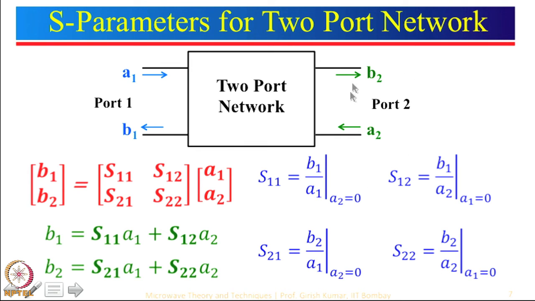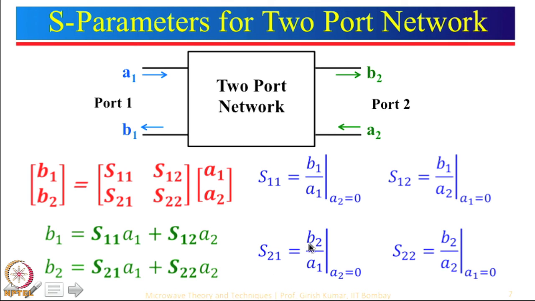Let us see what is S22. For S22, we have to look at port 2 here. This is the incident wave, this is the reflected wave, provided this is terminated with the matched load to get A1 equal to 0. So, that means S22 is nothing but the reflected wave B2 divided by A2. This is the same thing as the reflection coefficient at port 2, just as S11 is the reflection coefficient at port 1.